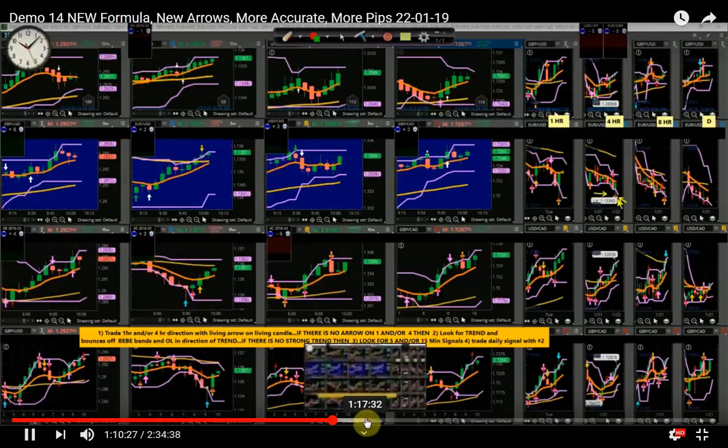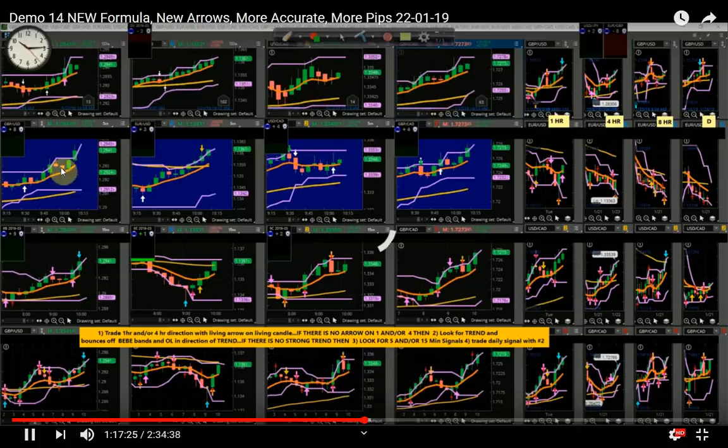Okay, and look what happened to GU. Touched the 5-minute orange line and woof, right up. Okay, look at the GCAD there. Look at the EU. Once the bias had got going, the 15-minute, it went up here, and then it slightly came back down to the 15-minute orange line. There's a small wick on that, and then boom, back up again.